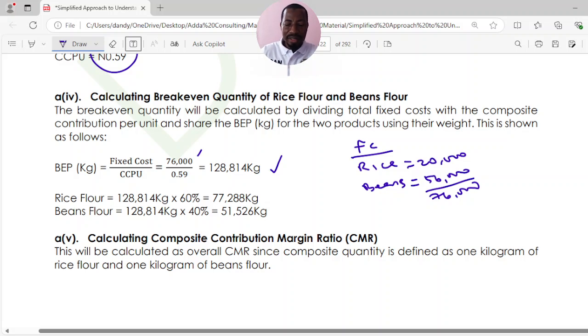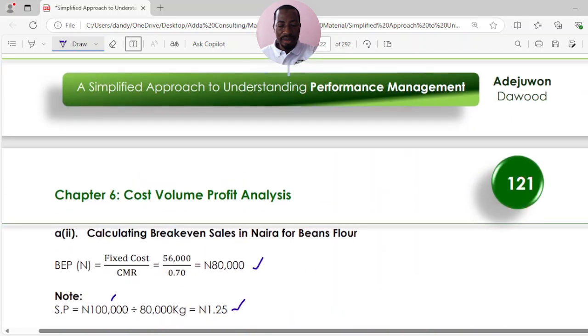Rice flour takes 60% of 128,814. That is what produces 77,288. Again, beans flour we take 40% of the total of 128,814. That is what produces 51,526.